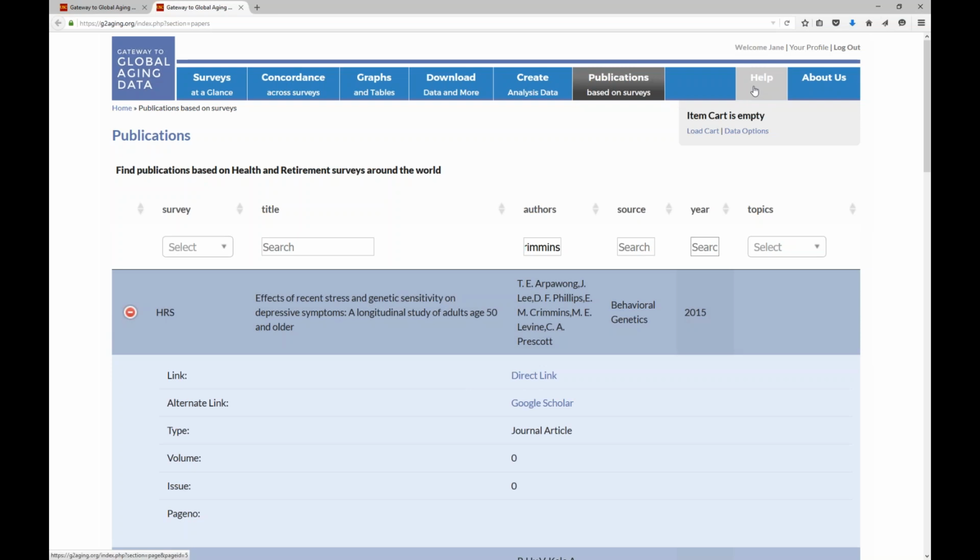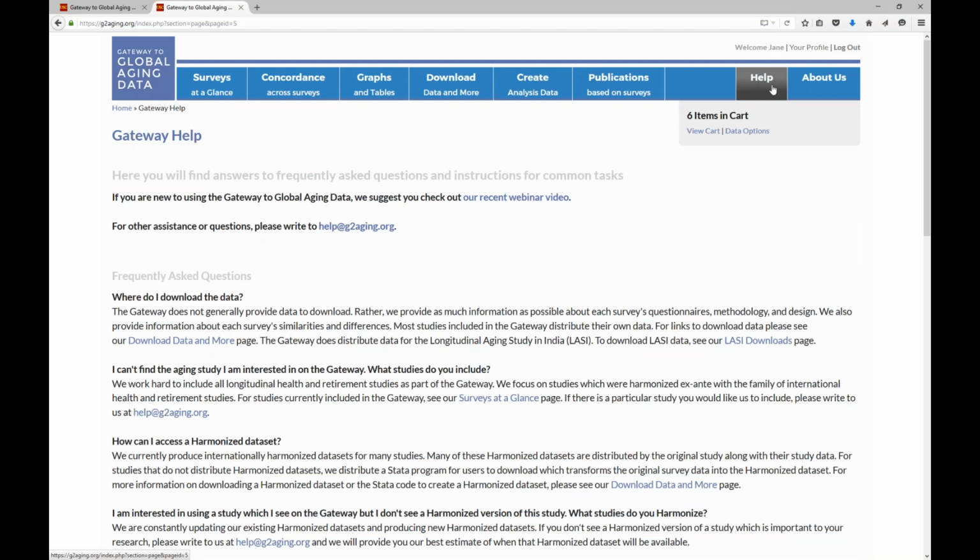We also maintain a help desk. You can use this help tab here. And this help desk you can access by just sending us an email: help@g2aging.org. We always try to answer within 24 hours during the work week. We have a small team here, but we're quite hardworking, so we always try to get back to you. We filter your question to the right person. And these could be questions, let's say something isn't working on the site, you can let us know and we'll get back to you quite quickly.